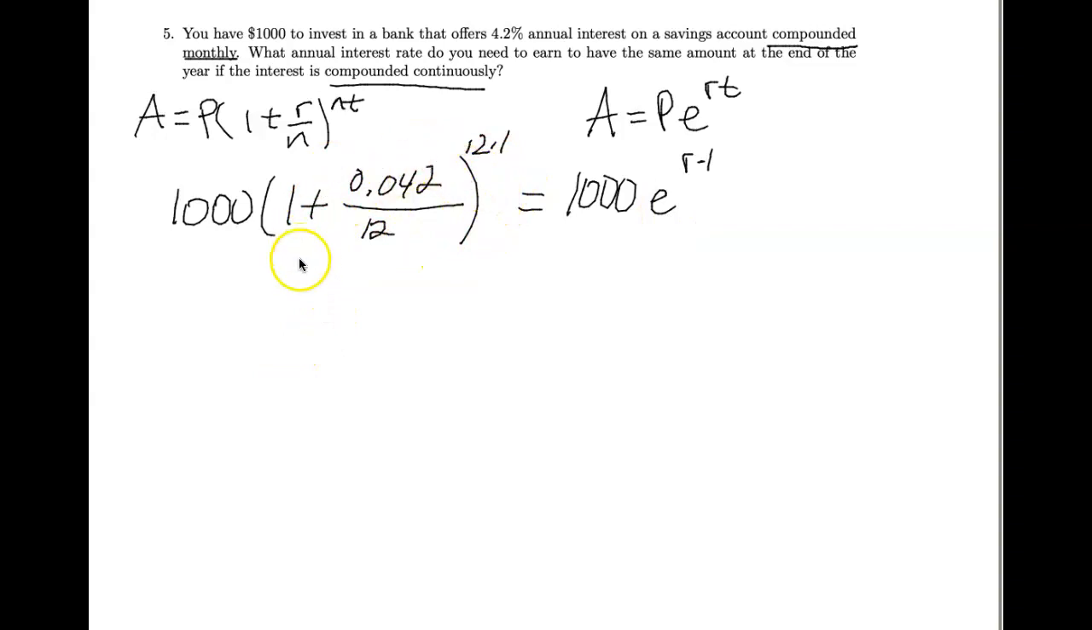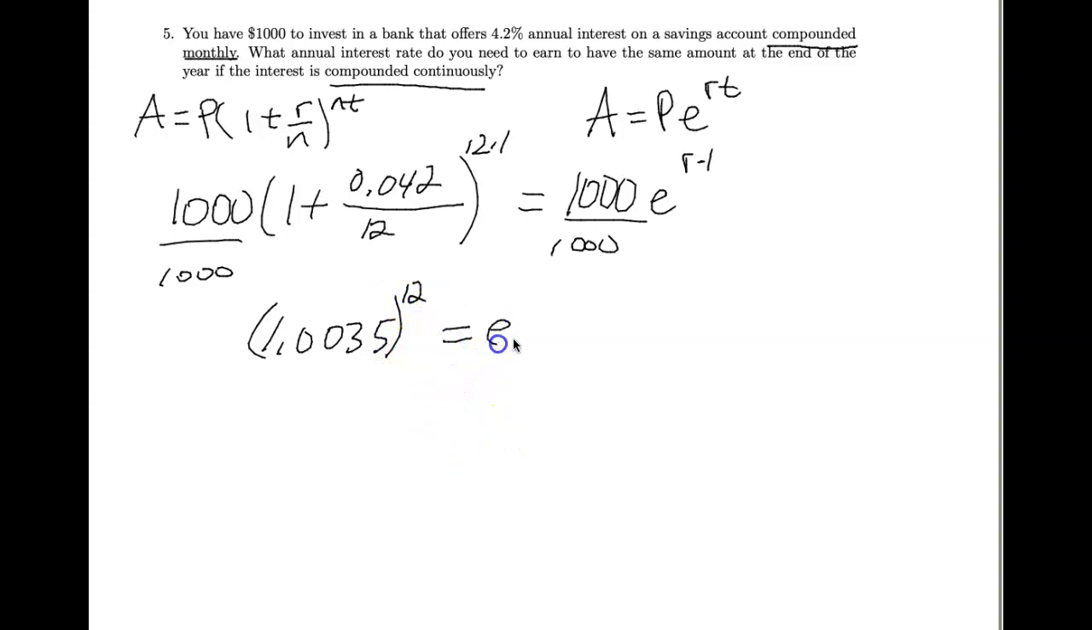Okay, so when we look at this equation, because the variable is in the exponent, this is an exponential equation. And to solve those exponential equations, what we do is we isolate the exponential. So I can begin by dividing both sides by 1,000. And when I do that, the 1,000 just becomes 1. And I think this simplifies pretty nicely to 1.0035, and then it'll be to the 12. And this will equal E to the R.